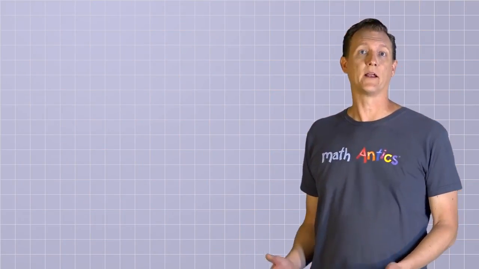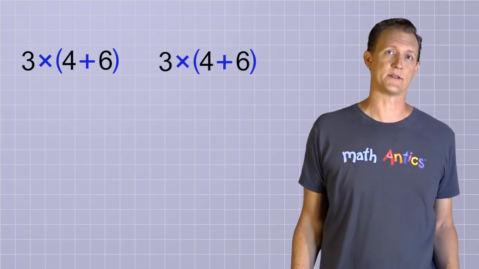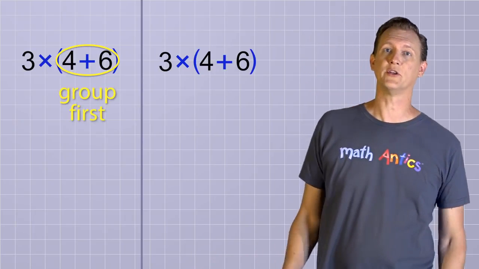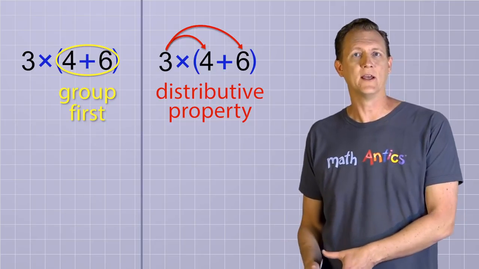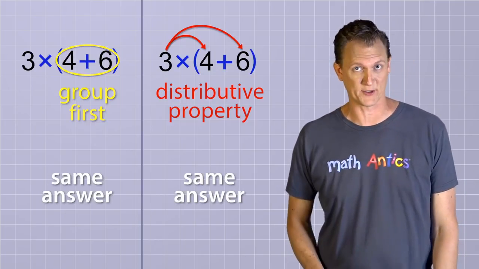And in that previous video, we saw how you can take a problem like 3 times the group, 4 plus 6, and simplify it 2 different ways. You could either simplify what was in the group first, or you could use the distributive property to distribute a copy of the factor 3 to each member of the group. And no matter which way you go, you get the same answer.